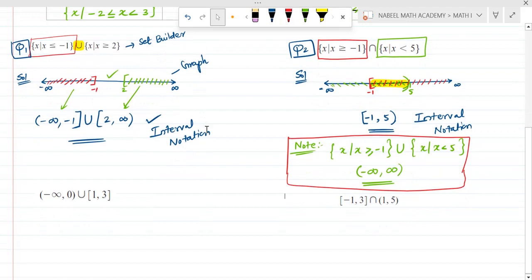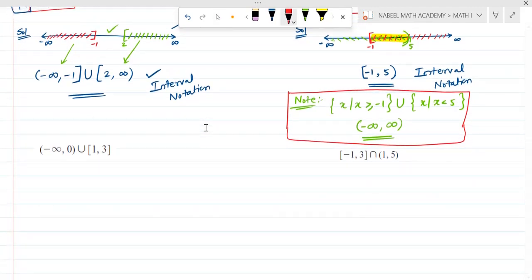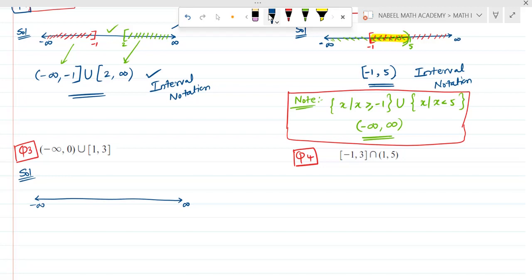So this is the second one. Now the third one, which is given in terms of interval notation. Both are given in interval notation. You have to find the set builder and the graph. So how will you do this one? First we will do the graph. Once you draw the graph, you will know the whole concept of interval notation and set builder. So here you have 0, and here 1 and 3.